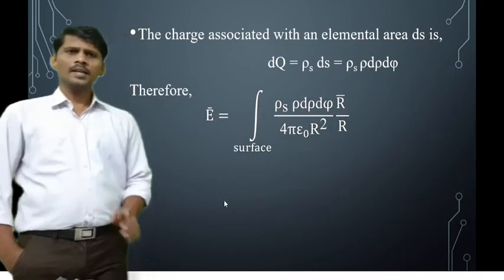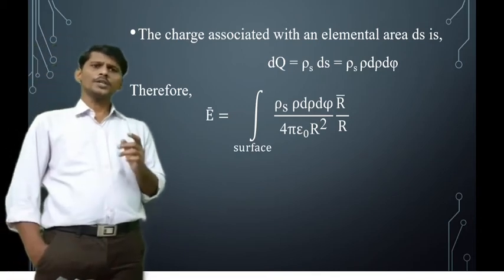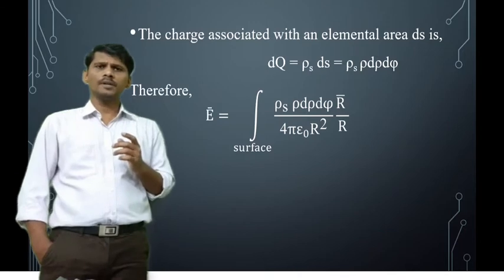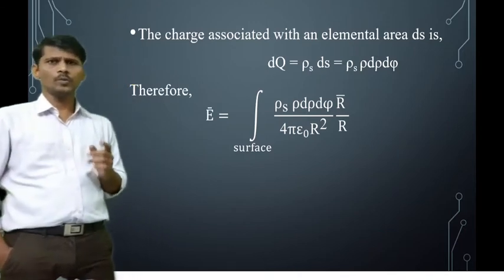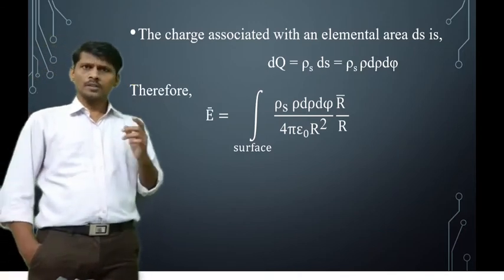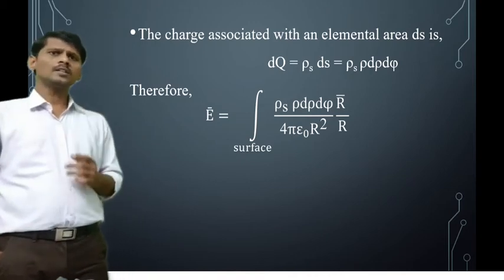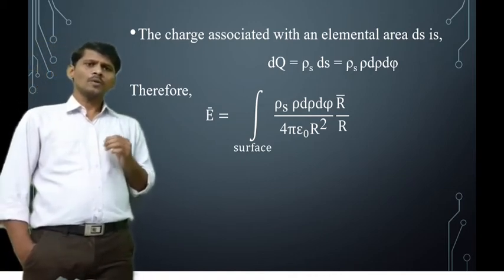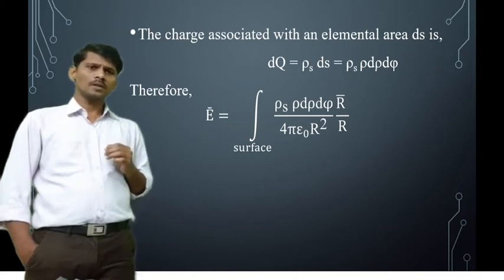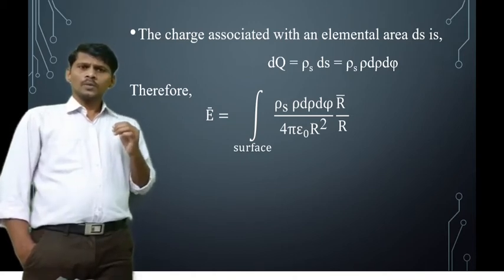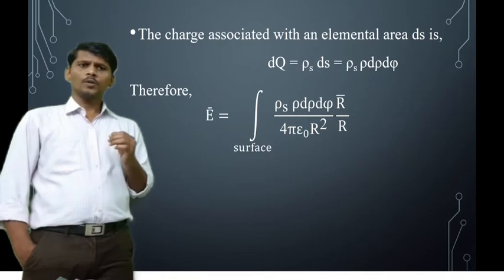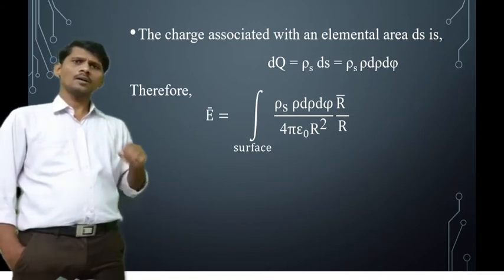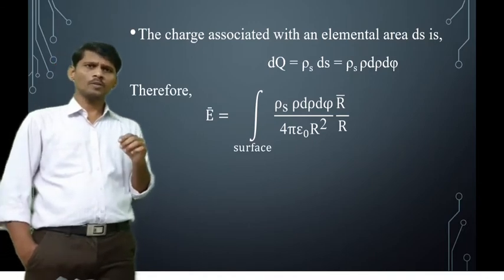Therefore, for the electric field intensity, substitute the dq value into the above equation, which gives the electric field intensity at point P due to surface charge distribution. We get the electric field intensity E bar equal to surface integral of rho_s by 4 pi epsilon naught R square into ds, where ds is rho d rho d phi, into a_R bar. What is a_R bar? Capital R bar by magnitude of R bar.